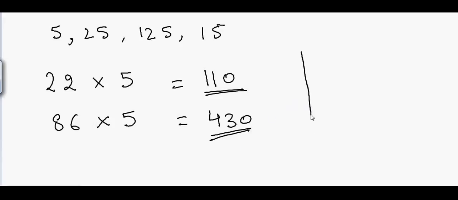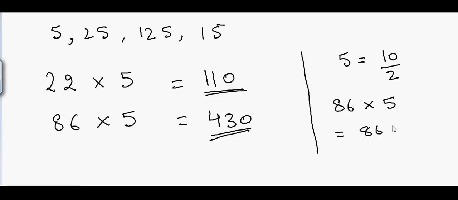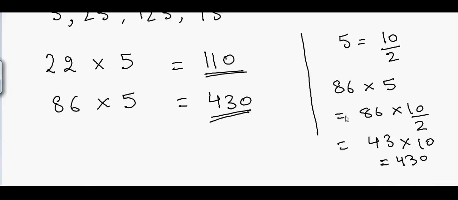So this is the concept. The concept is very easy. 5 is equal to 10 divided by 2. So in a way, if I multiply 86 by 5, that is equal to 86 into 10 divided by 2. So that will be equal to 43 into 10, which is equal to 430. As you can see, this is nothing new, and most people already know this, but we don't remember these concepts when we are doing some calculations in the exam or in the market. So it's very handy if you remember this kind of concepts.